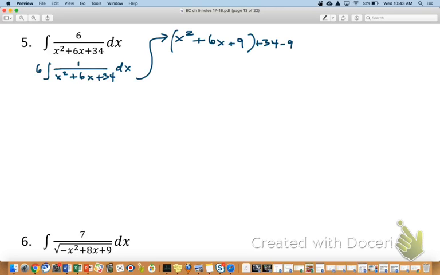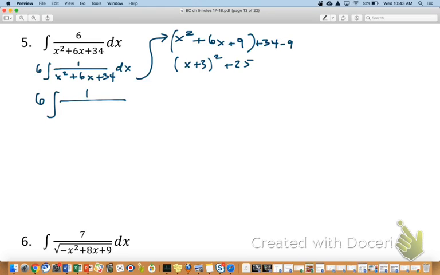What have I done at this point? Added 0. I've added nothing. I've added 0, so I haven't really changed the value, just the form. This now should factor as a perfect square, hence the term complete the square. This is 25. This is where Sam's 25 came from, I assume. And I'm back to a form that actually might make some sense for arctan.